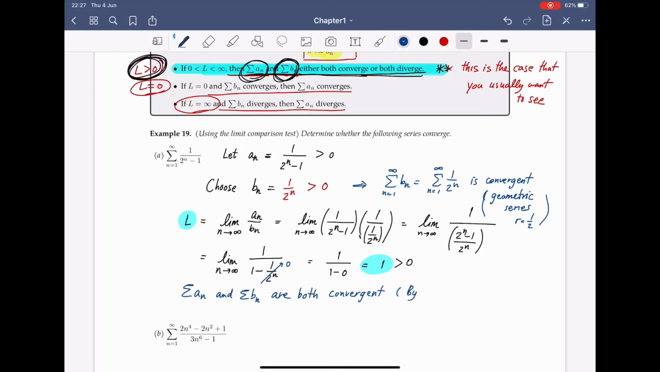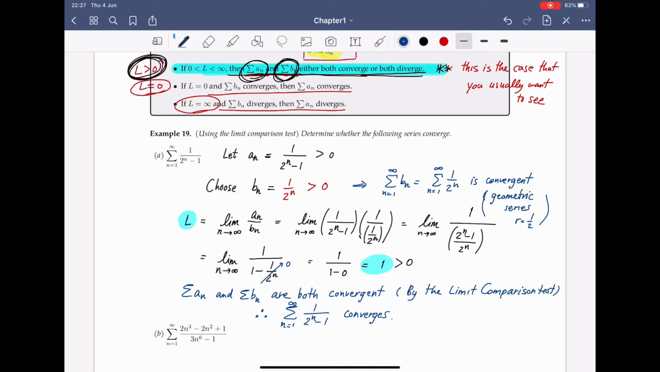This is by the limit comparison test. Well, to sum up, the summation of 1 over 2 to the n minus 1, where n starts from 1 to infinity, is a convergent series.